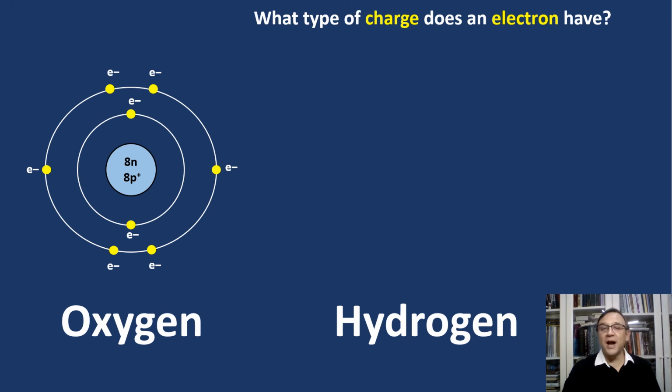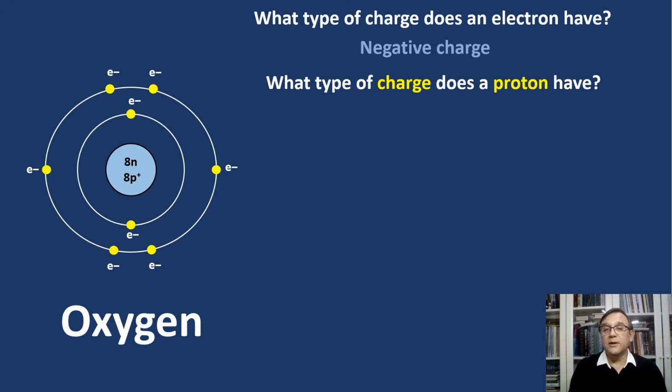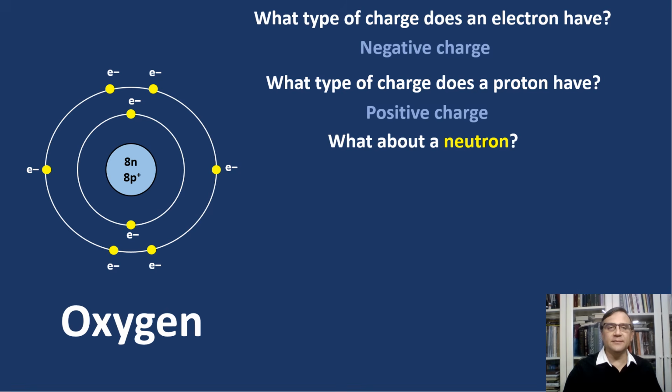What type of charge does an electron have? Electrons carry negative charge. This is a fundamental concept that students often forget, which leads to struggles in chemistry. Although it seems simple, it's crucial to remember. What type of charge does a proton have? Protons carry a positive charge. What about a neutron? Neutrons have no charge. They are neutral.